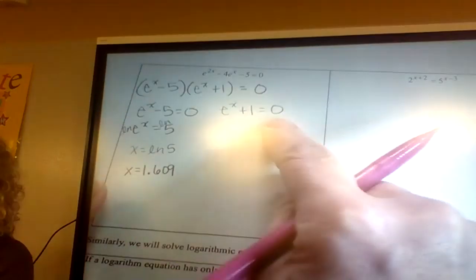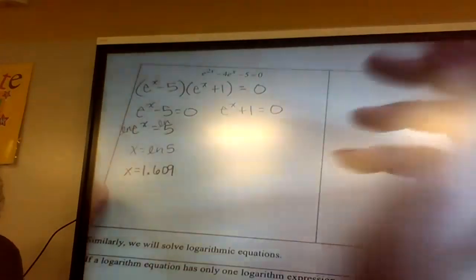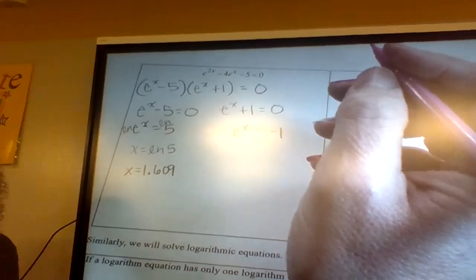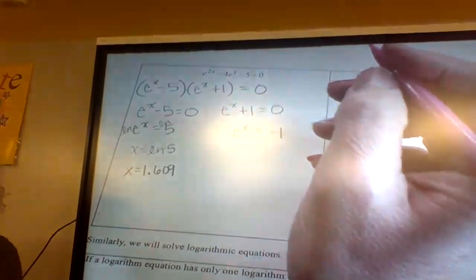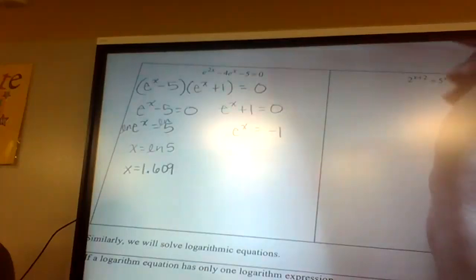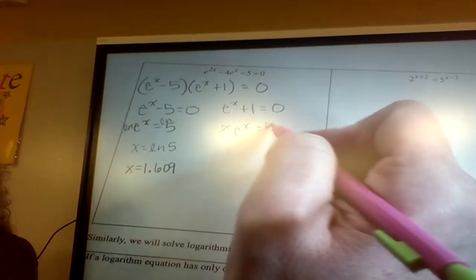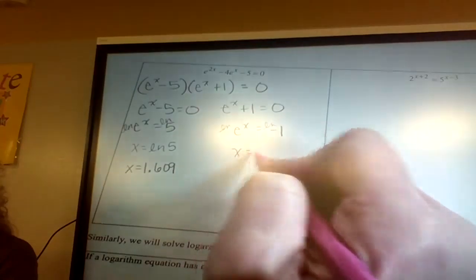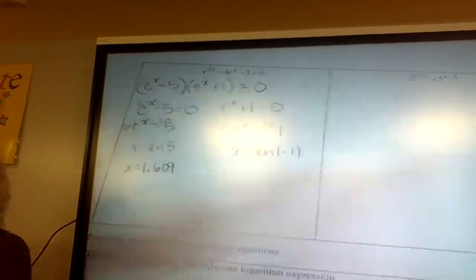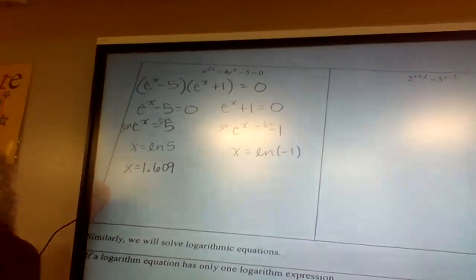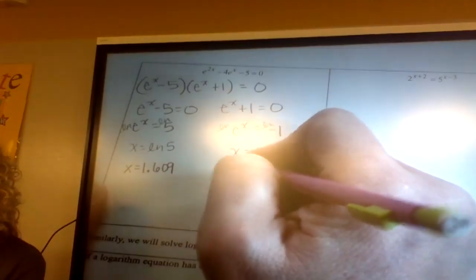So e^x = -1. Is there any power that I can take a positive 2.718 to and end up with a negative number? No. But we'll go ahead and do the steps. You take the natural log and you end up with x = ln(-1). Just humor me, put that into your calculator. You can't do it, it shows an error. This is no solution on this side.